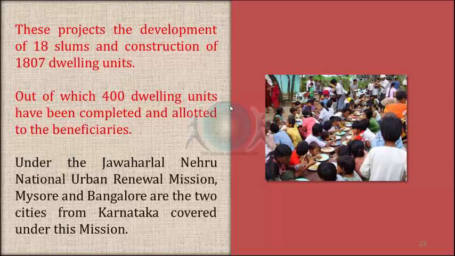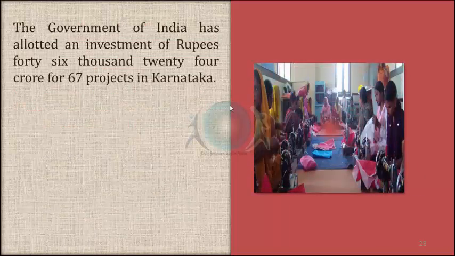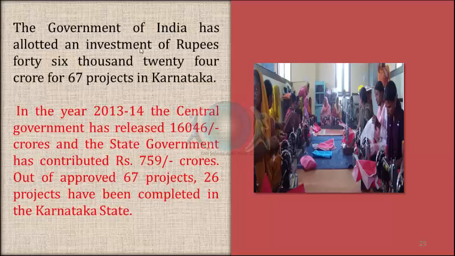Under the Jawaharlal Nehru Urban Renewal Mission, Mysore and Bangalore are the two cities from Karnataka covered under the mission. The Government of India has allotted an investment of 460 crore rupees for the 67 projects in Karnataka. In the year 2013 and 14, the central government released 16,000 crore rupees and the state government contributed 759 crore rupees for these projects. Out of the approved 67 projects, 26 projects have been already completed in the Karnataka state.